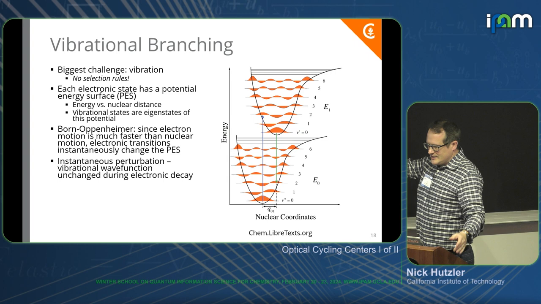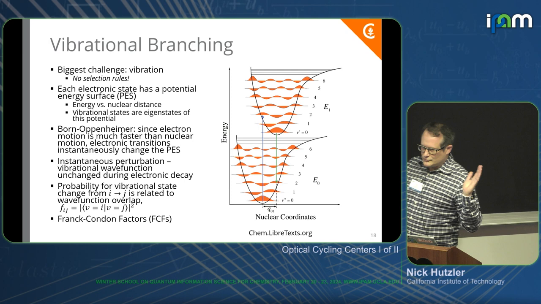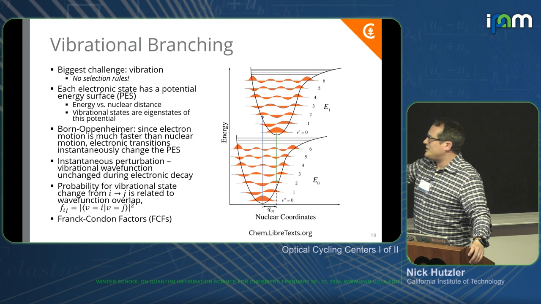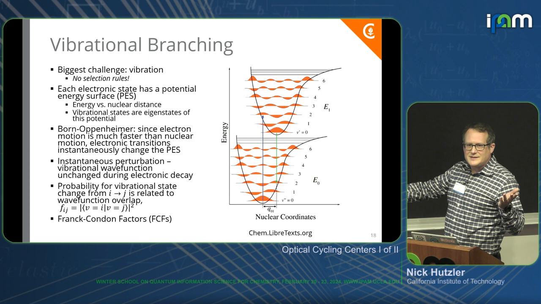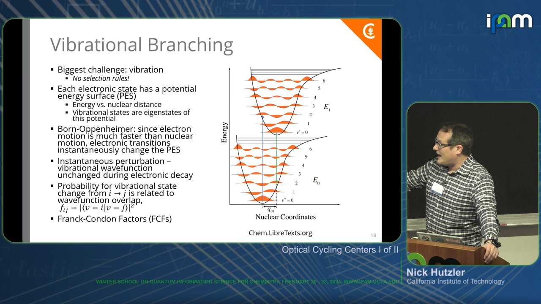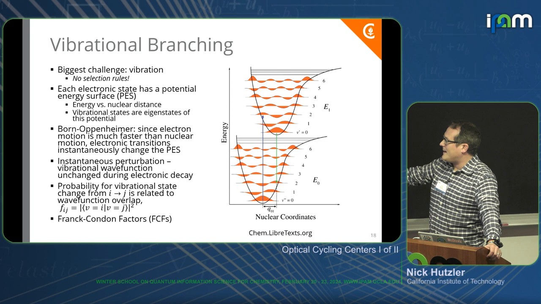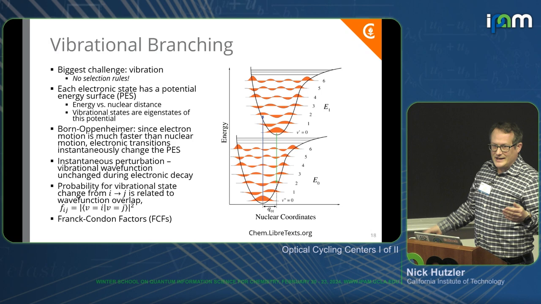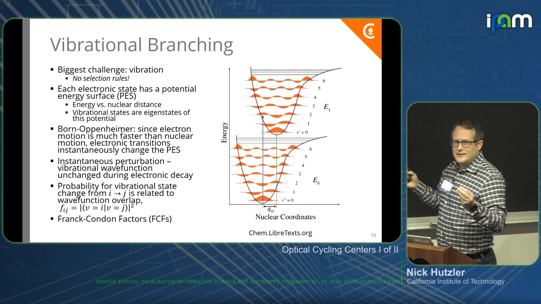And so what that means, if you review your instantaneous perturbations, is the wave function doesn't change, so you just project that wave function into the new basis. So if I excited to this state with a laser, and then after 20 nanoseconds it decays, it will decay into each of these states with a probability given by the overlap of the vibrational wave functions. So basically take this, calculate the overlap integrals with all of these, square it, and if everything is properly normalized, that gives you the probability of the vibrational state changing upon decay. Those are called the Franck-Condon factors, or FCFs.